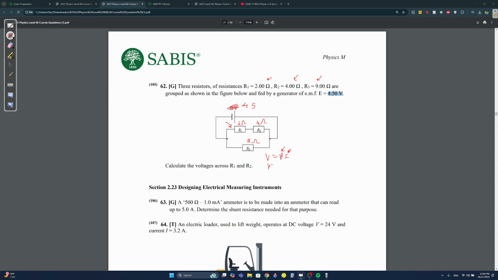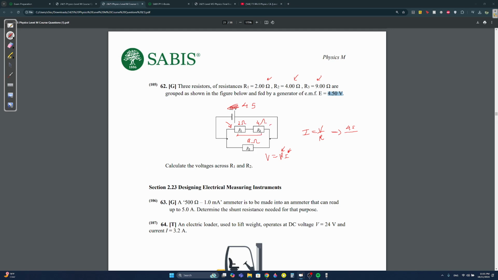V is equal to Ri, right? We need to find the current. To find the current, it's going to be equal to V over R. In this case, I'm talking about the whole circuit, because when you find the current for the whole circuit, it works. I is equal to V over R. The voltage is 4.5. Resistance, 2 plus 4.